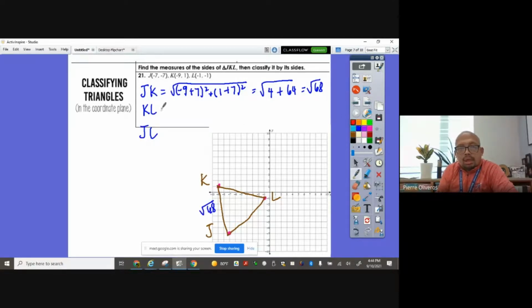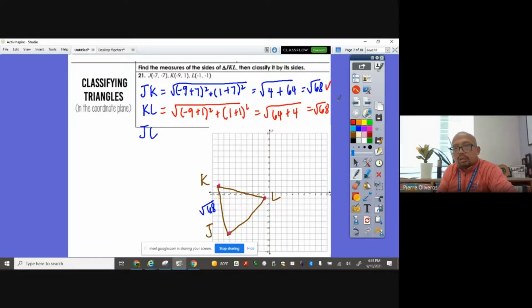All right, let's try KL. KL will be the square root of (-9 plus 1) squared plus (1 plus 1) squared. Kind of similar, right? Negative 9 plus 1 is negative 8, squared is 64. 1 plus 1 is 2, 2 squared is 4. That will give me the square root of 68. So you know they're equal. So KL is square root of 68.